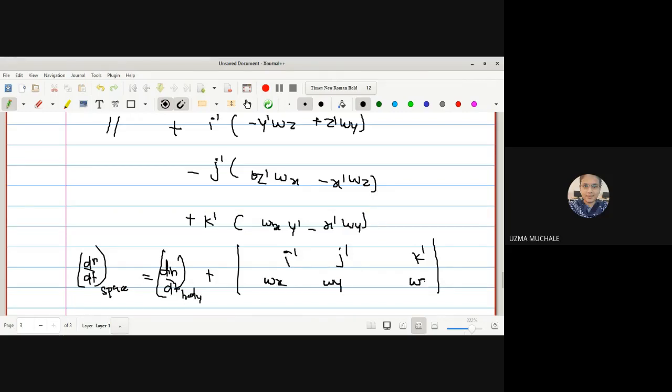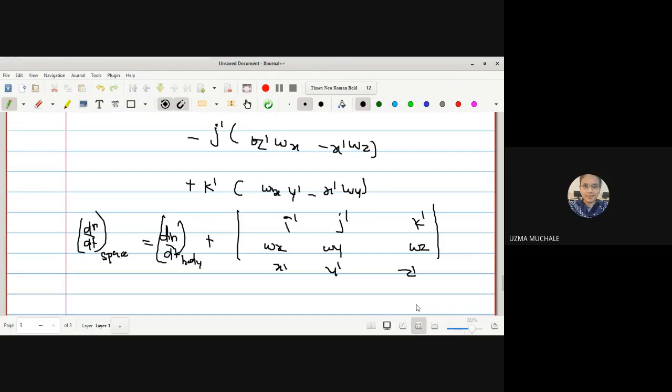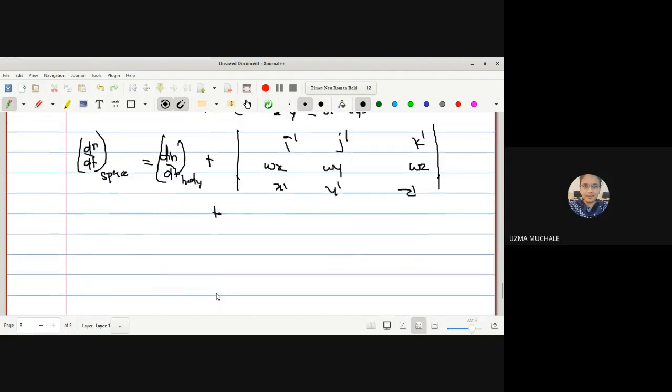And you can see here, this is wx, wy, and wz. And the last one is x dash, y dash, and z dash. If you want to verify, you can solve this determinant. No doubt, definitely you are going to get the previous step. If you don't have faith in me, you can solve it. Or rather, no doubt, you should not have faith in anyone, may it be a teacher.